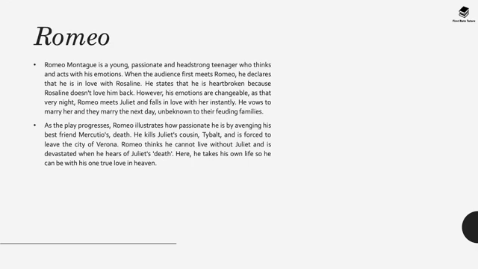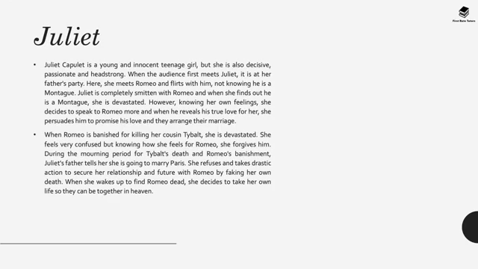As the play progresses, Romeo illustrates how passionate he is by avenging his best friend Mercutio's death. He then kills Juliet's cousin Tybalt and is forced to leave the city of Verona. Romeo thinks he can't live without Juliet and is devastated when he hears of her supposed death. He ultimately then takes his life so that he can be with her in heaven.